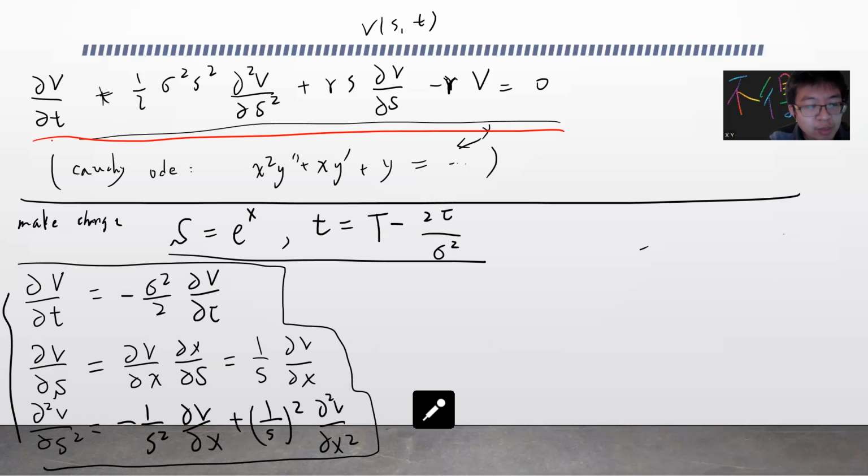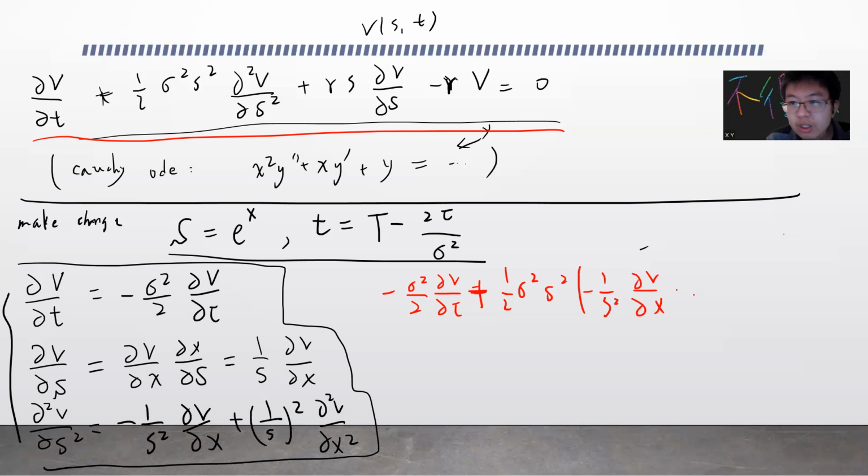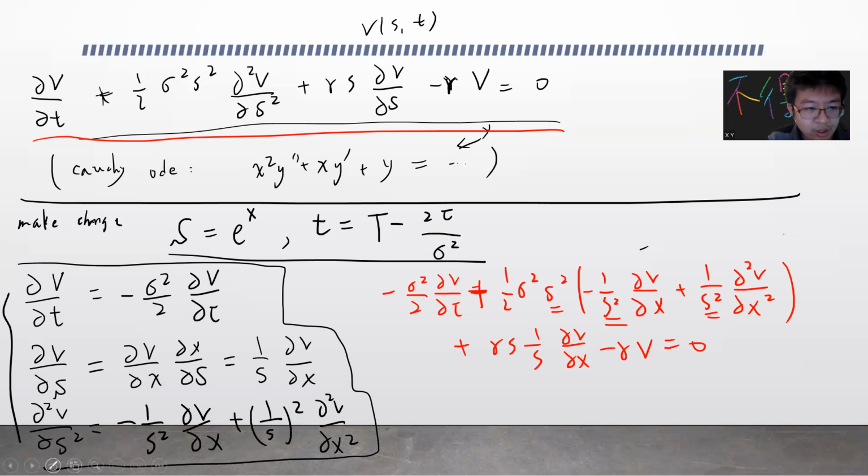So the first one, partial v partial t, becomes partial v partial tau, plus the half of sigma squared S squared times the second derivative term. So now you can see that this S squared cancels with this S squared. Plus r S times 1 over S partial v partial x minus rv. So let's cancel this S.